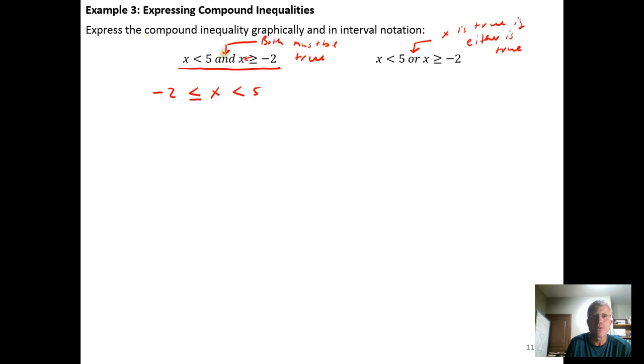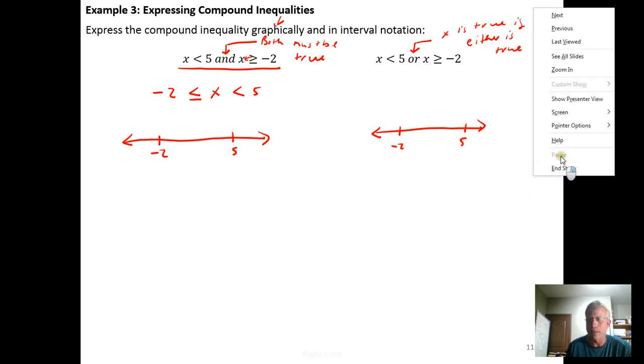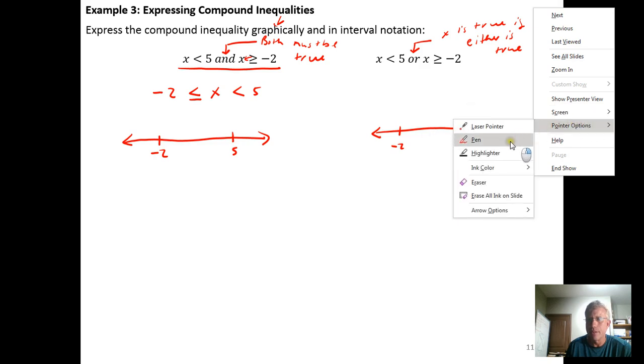So this says represent the inequality graphically and then in interval notation. So graphically, if we think about what's going on, I have a number line, and I might as well write my number line for this one as well at the same time because I'm going to change ink color. So I have boundaries at -2 and 5. So I'm going to write my boundary numbers in, -2 and 5. And then I'm going to quickly swap my ink color over to black.